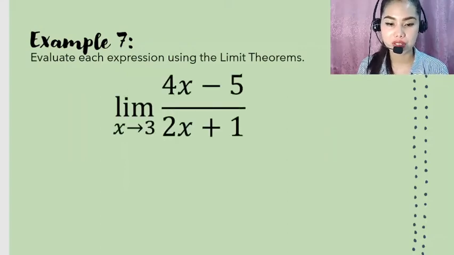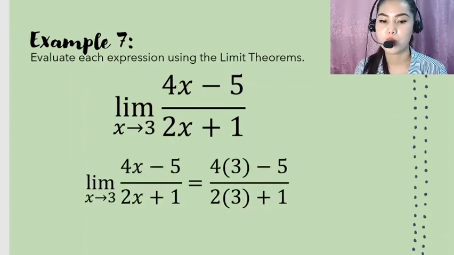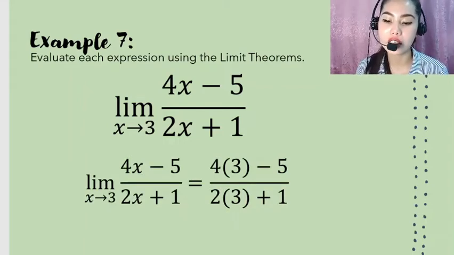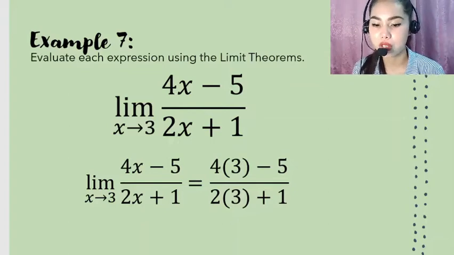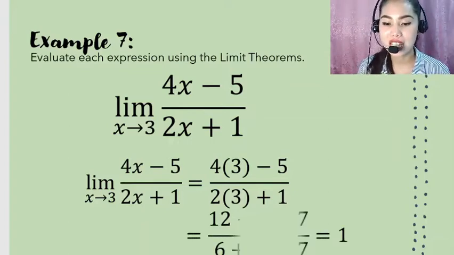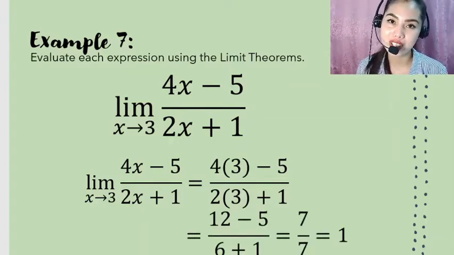Example number 7. Find the limit of the function 4x minus 5 all over 2x plus 1 as x approaches 3. So we substitute all our x values by 3. So you will then have 4 times 3 minus 5 all over 2 times 3 plus 1, which is equivalent to 7 over 7 or 1.